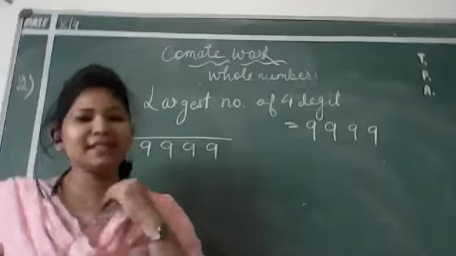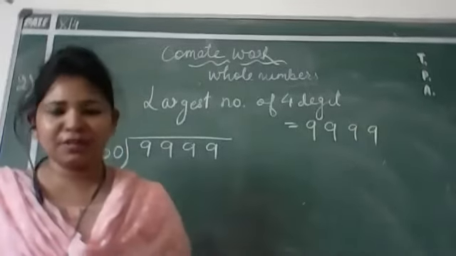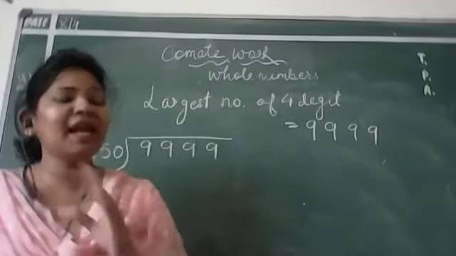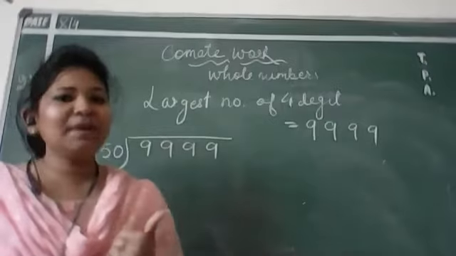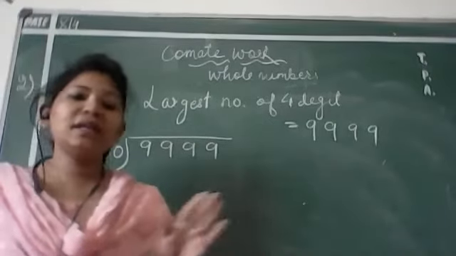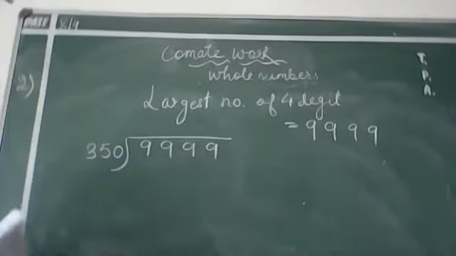The meaning of exactly divisible is there should not be any remainder. Okay? There should not be any remainder. When you talk about the word exactly divisible, that means there should not be any remainder. Remainder should be 0. Okay? Now look at here.